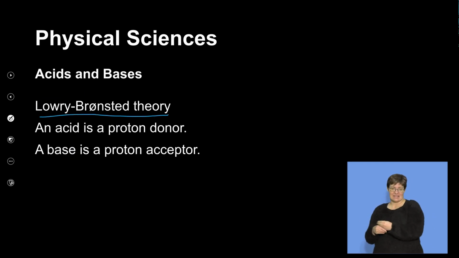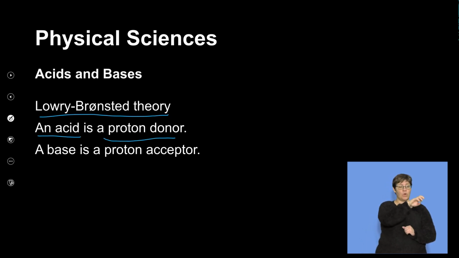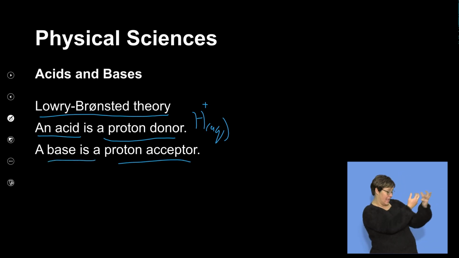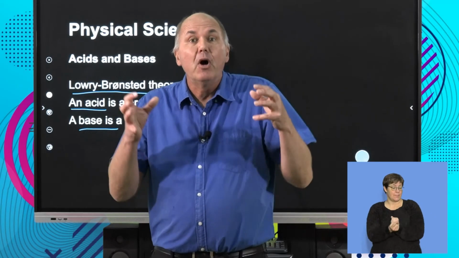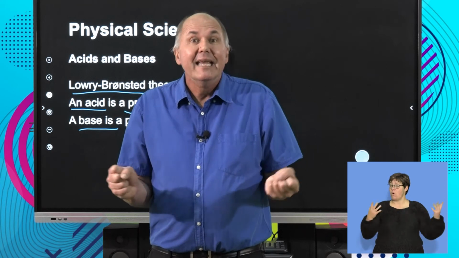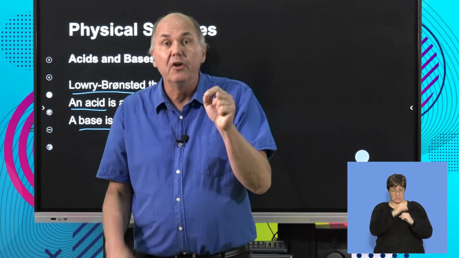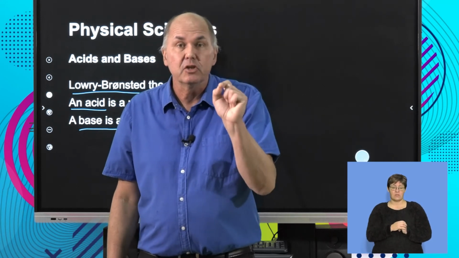And so Lowry-Bronsted came along, Bronsted-Lowry, sometimes reversed, and they indicated the following: an acid is a proton donor. There's a transfer of hydrogen ions, those hydrogen ions, just the protons, and a base is a proton acceptor. Now, let's go and have a look at a reaction where we can see this happening. And the most important of these reactions is the reaction that takes place between 2 water molecules. It's also known as the auto-ionization of water.